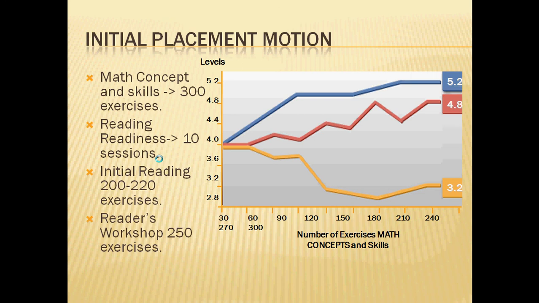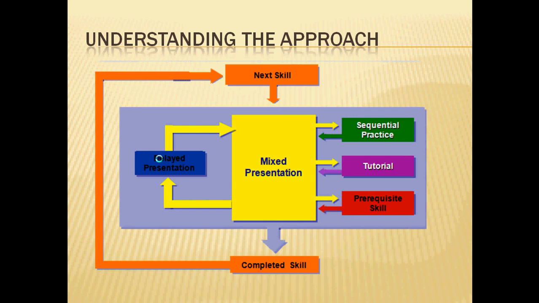Initial placement motion. For you to get an idea of how long a student will have come in contact with an exercise in math, in order for them to get out of initial placement, a student will have had 300 exercises. In reading, they just complete 10 sessions to get out of initial placement. In initial reading, 200 to 220 exercises. And in Reader's Workshop, 250 exercises. In order for you to embrace Successmaker and the use of Successmaker, you have to understand the approach.